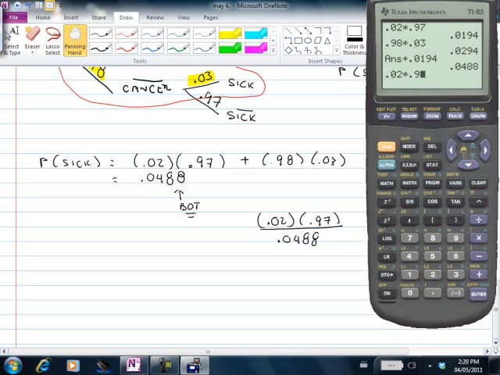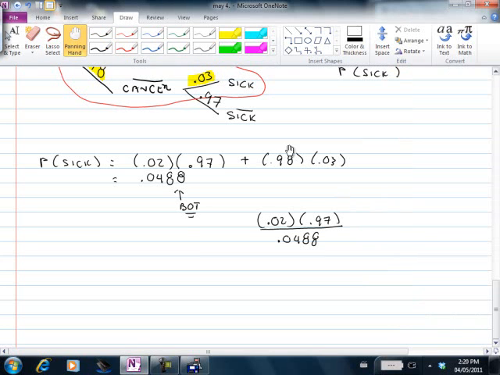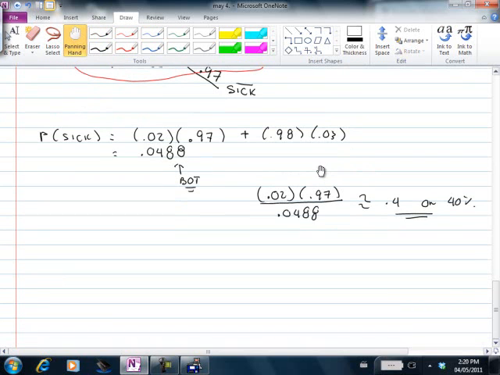Times 0.97 divided by 0.0488. Give me 1 second. So guys and gals, it's going to be roughly 40%. So your answer is going to be roughly 0.4 or simply 40%. So the odds of someone testing positive and actually having cancer is actually 40%. So if you test positive, it doesn't mean you have cancer right away. It's a 40% chance you will have it. Have your question.